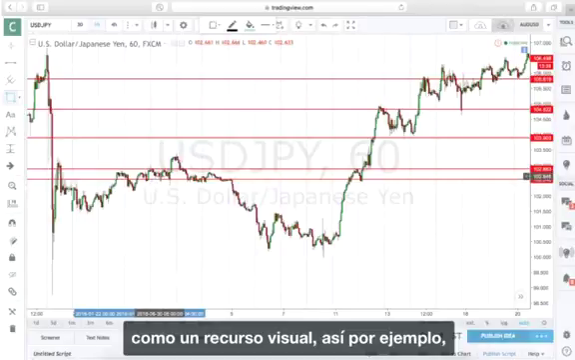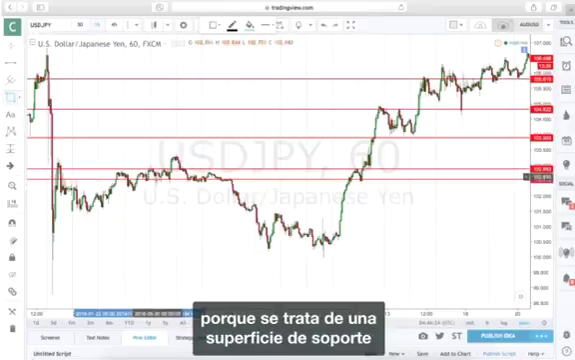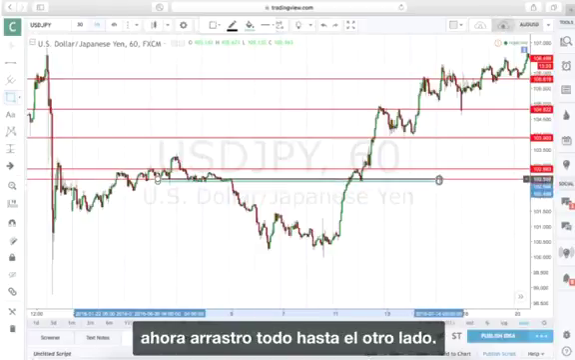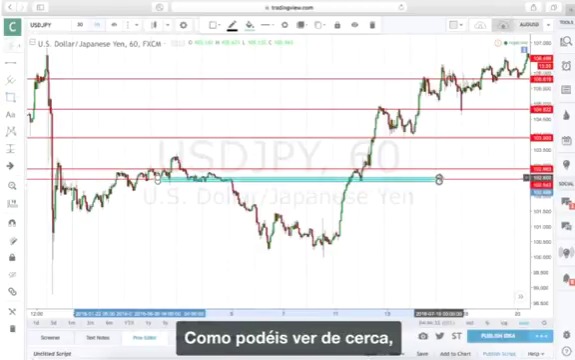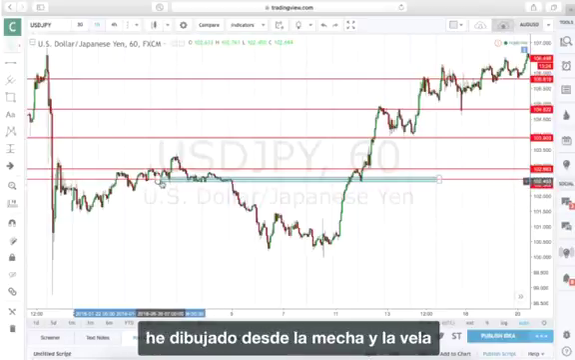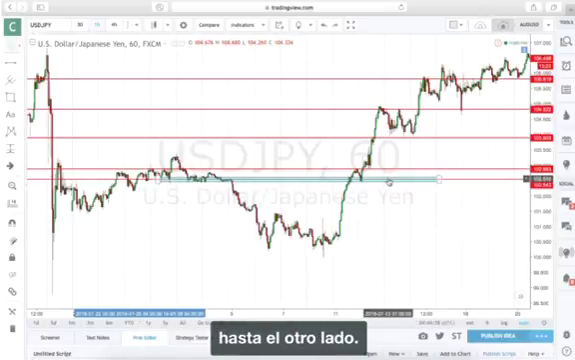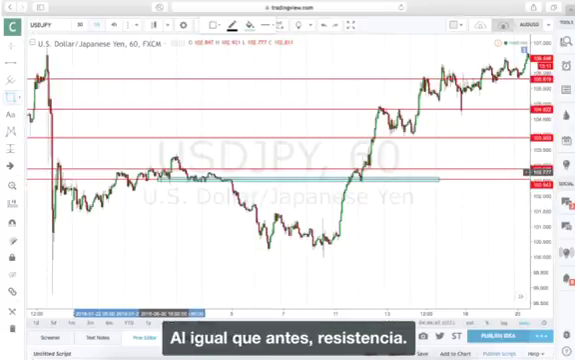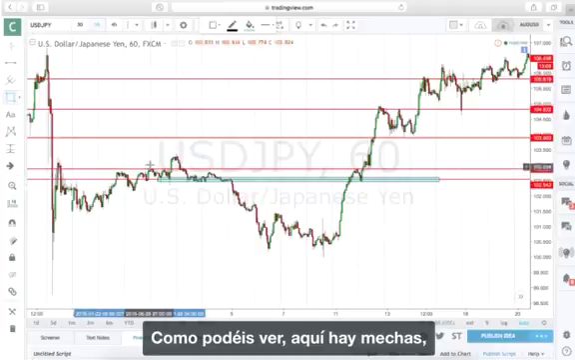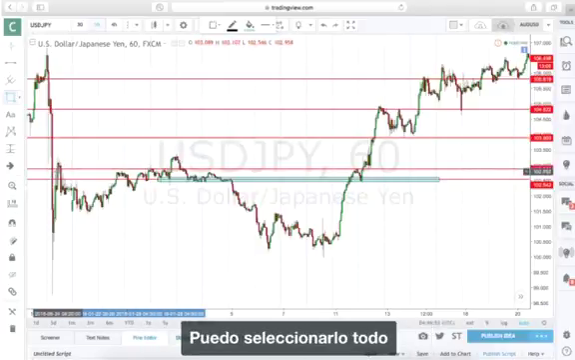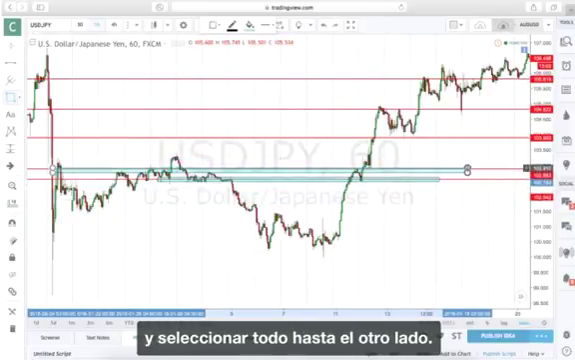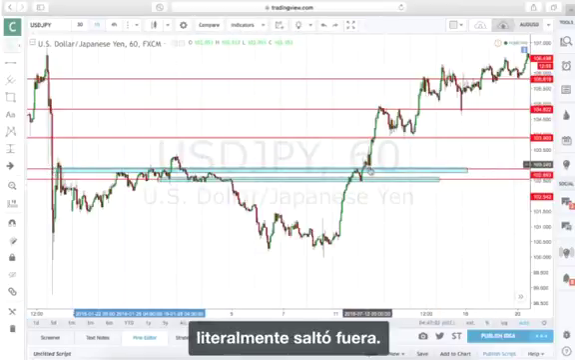So for example, I could pick this wick to this body of the candle because it's just an area of support. I'll draw it all the way up to the body of that candle and drag it all the way across. As you can see, I drew it from the wick to the body of the candle and drew it all the way across. Is it a coincidence that price came in and tested off of it? No, it is not. Again, look, an area of resistance. There's a wick here, a wick here, and a wick here. I could pick the one all the way over here, go from that wick to the body of that candle and drag it all the way across. You can see where price literally bounced off of it.